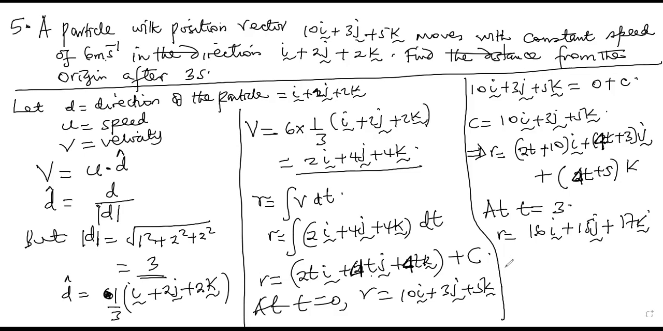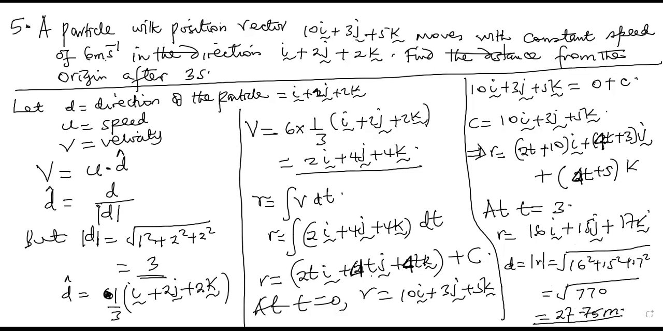So they need a distance. The distance is equal to the magnitude of r, which is 16 squared plus 15 squared plus 17 squared. When you check that, you get the root of 770, which is going to give you 27.75 meters. Is it okay? Yes. The only trick is on the direction.